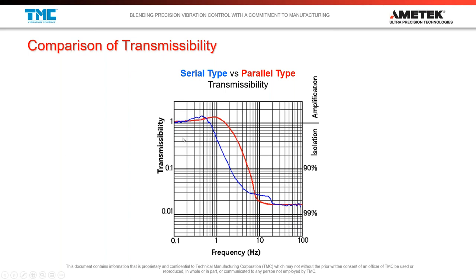So if you really want to get that lower frequency isolation and really take out those resonant frequencies from your building floor that are going to be causing problems for your instruments, which have their own low frequency sensitivities due to the passive isolators inside, the serial type system is really the correct choice.